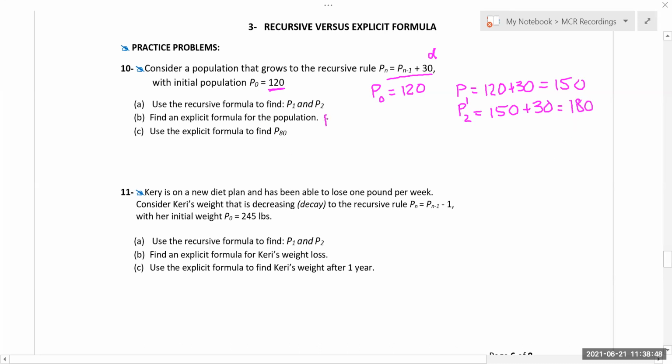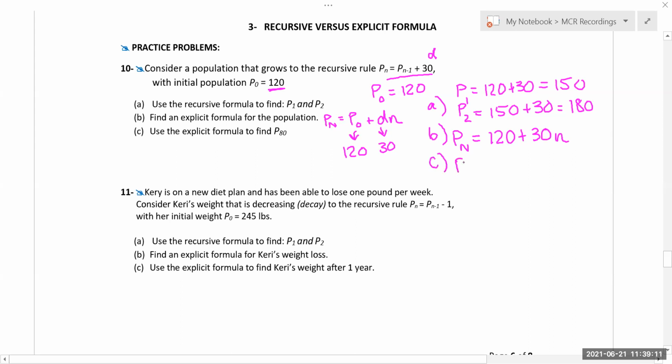For the explicit formula, okay, we have D, it's 30. That's what we're adding every time. We have P0, it was the initial value. So for part B, PN is equal to 120 plus 30N.